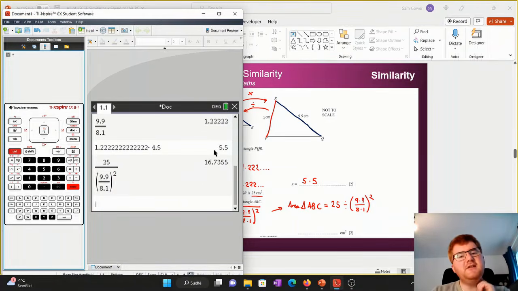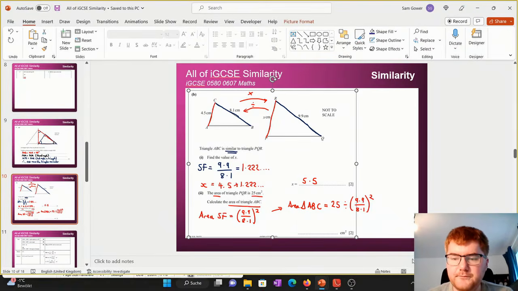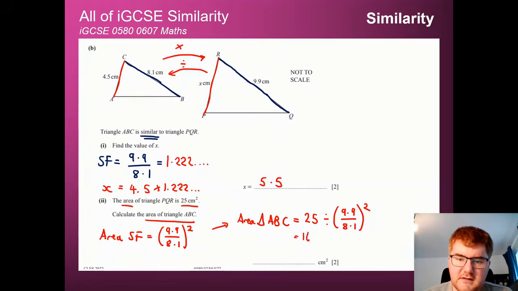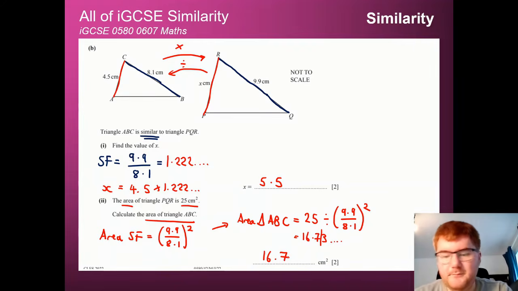And this time we don't get a precise answer, but with area and volume that can happen. So we get 16.73... And we're rounding here to 3 significant figures or 1 decimal place. So we're going to get 16.7 for our precise answer for the 2 marks.